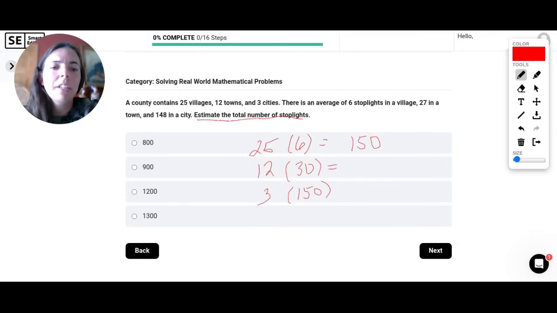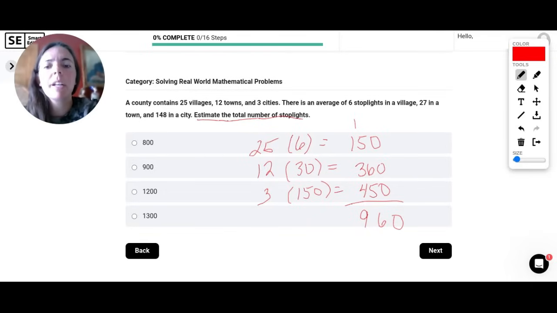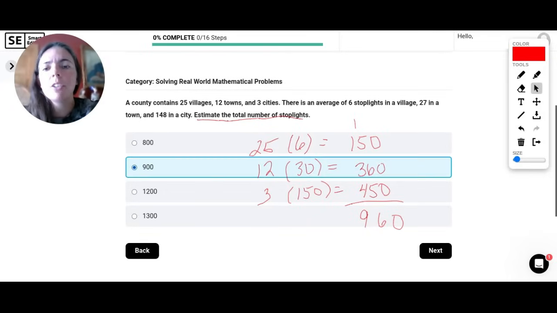12 times 30 would be 360. 3 times 15 would be 450. So now I'm going to add these together. 5 plus 6 is 11, plus 5 more is 16. 2 plus 3 is 5, plus 4 is 9. So 960 is what I get. And the closest option to that would be 900. So there's approximately 900 stoplights.